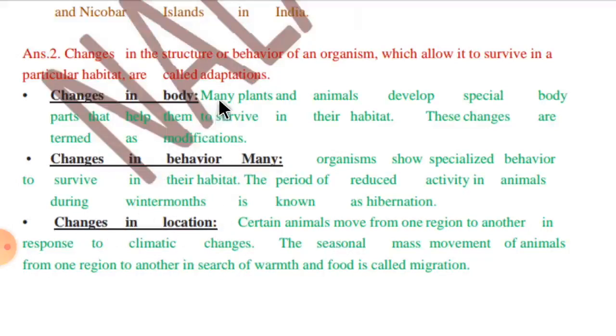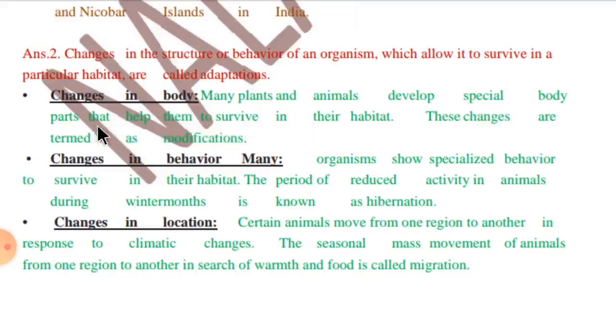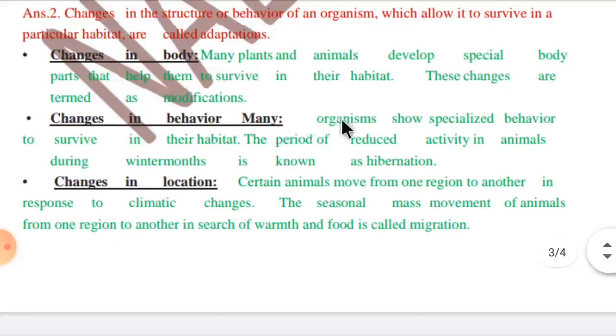In changes in body, many plants and animals develop special body parts that help them to survive in their habitat. These changes are termed as modification. Right? Let's see the next. Changes in behavior. Organisms show specialized behavior to survive in their habitat. The period of reduced activity of animals during the winter months is known as hibernation.